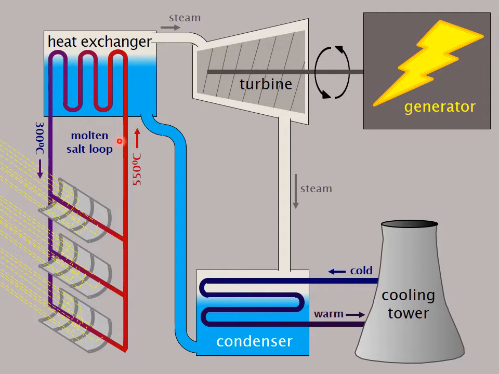That molten salt passes through a heat exchanger, and that hot salt gives off its heat and turns water into steam. That steam then gets pushed against a turbine that causes the turbine to spin. The turbine is connected to the generator, and when it causes the magnets inside the generator to spin, it creates electricity. After the steam has hit the turbine, it travels down towards the condenser, where it hits cold lines that will turn that steam back into water.